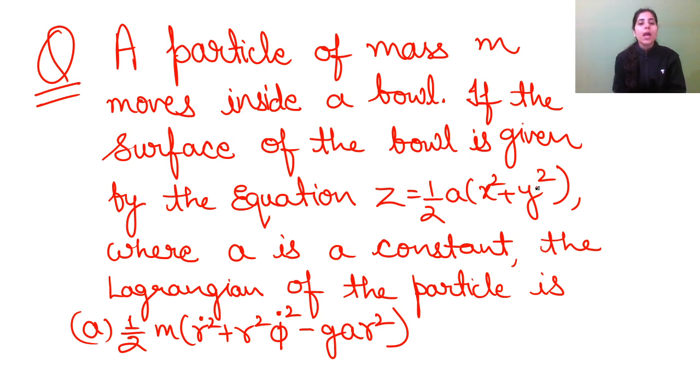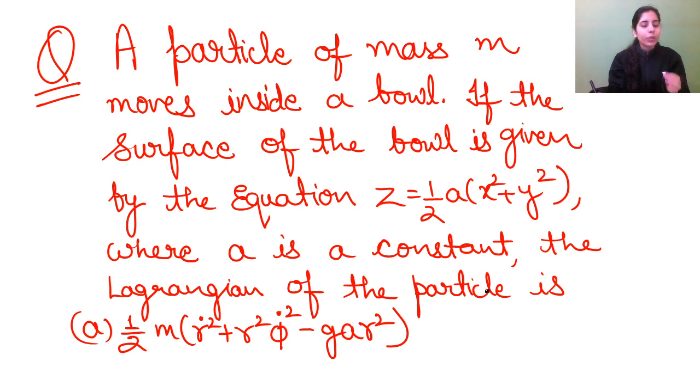So the question is, a particle of mass m moves inside a bowl, if the surface of the bowl is given by the equation z is equal to half a into x square plus y square. So this is our question where a is the constant, the Lagrangian of the particle is, so we need to find the Lagrangian.